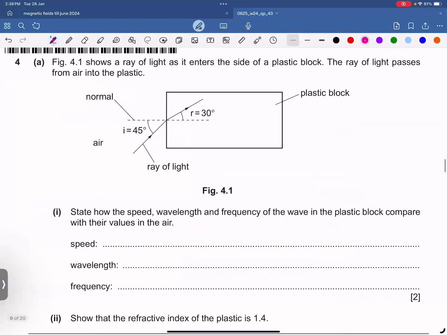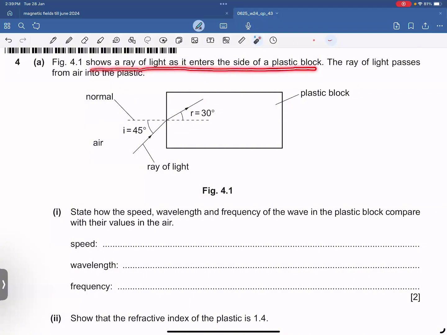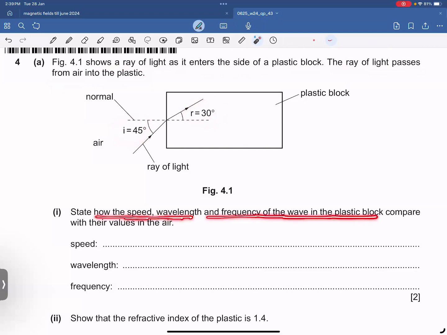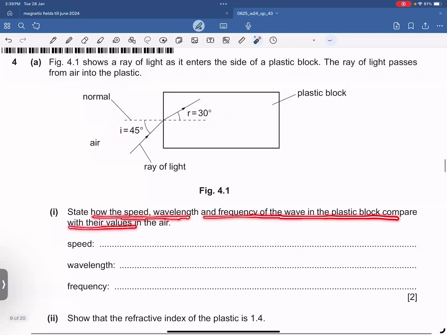Optics, my favorite. The figure shows a ray of light as it enters the side of a plastic block. The ray passes from air to plastic. The incidence angle is 45, and the refraction angle is 30. State how the speed, wavelength, and frequency of the wave in plastic compare with air.